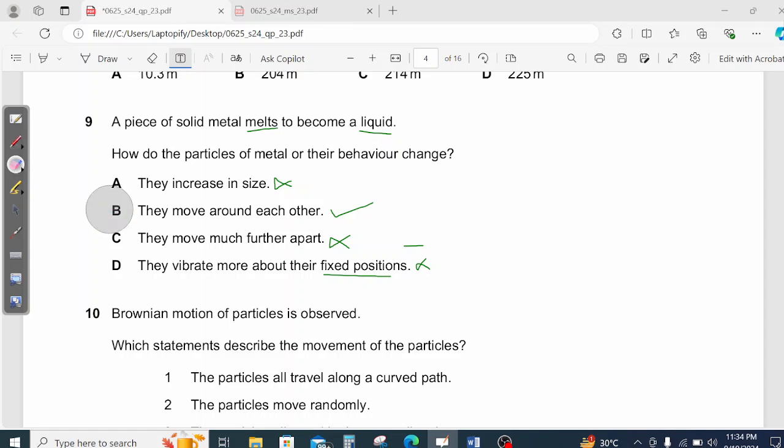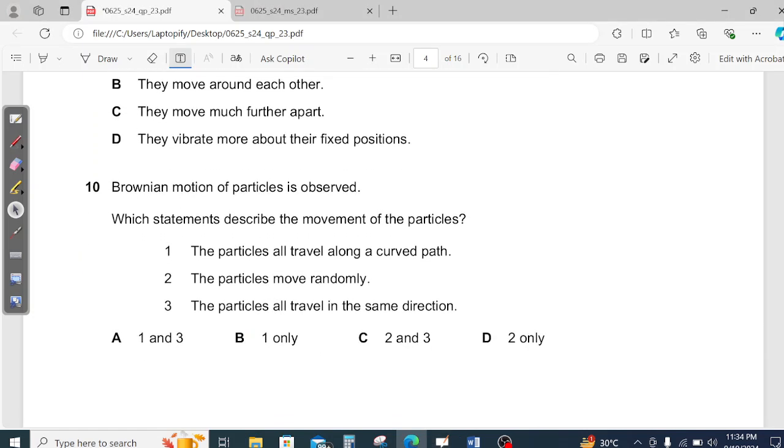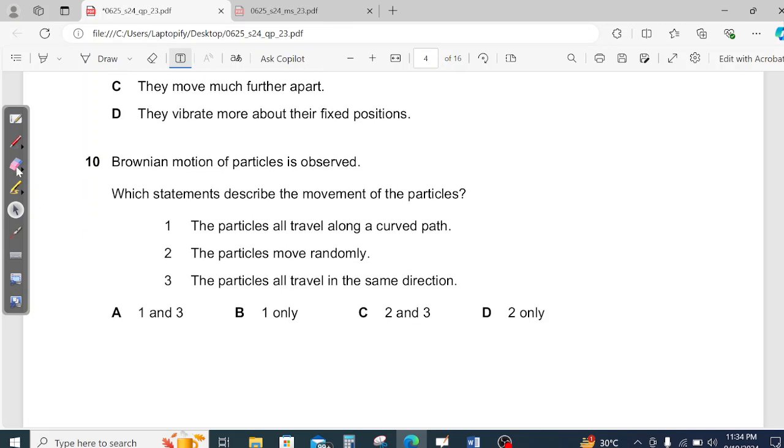Okay, so when you want to solve the past paper, in Cambridge exam you must read all the options of the MCQs, then you have to finalize your correct option. It is very important, otherwise you can make mistakes to solve this question. Okay, Brownian motion of a particle is observed. Which statement describes the movement of the particles?